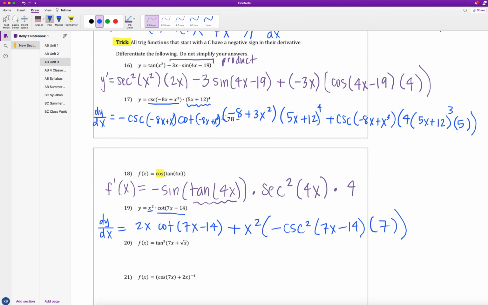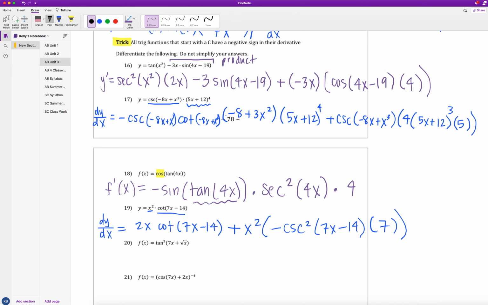So lots can go on in all of these now that we know how to take the derivatives of any trig functions and we have all those rules from Unit 2. Let's look at example 20. We have f of x equals tangent to the fifth of 7x plus the square root of x. That's got a lot going on. What rule or rules do you guys think we're going to have to use on example 20?